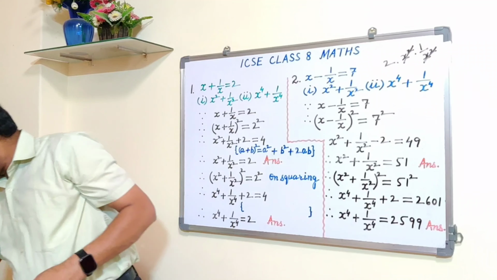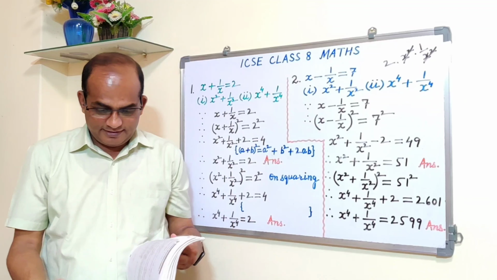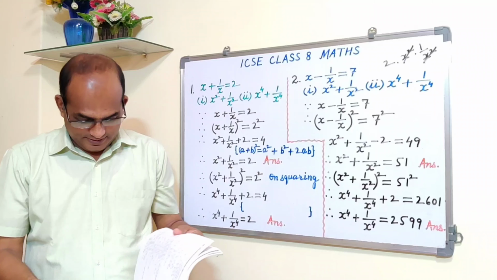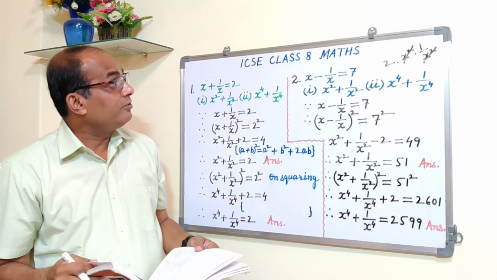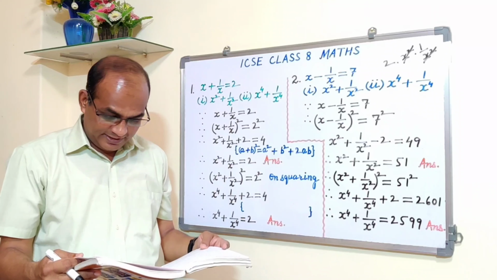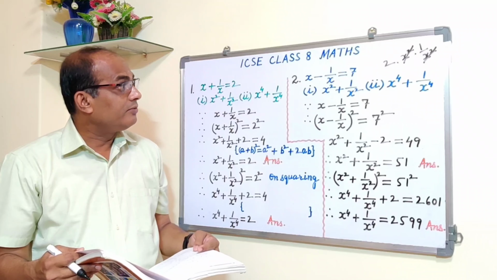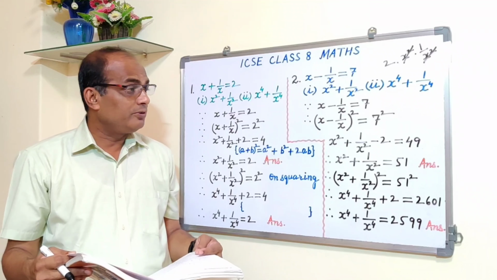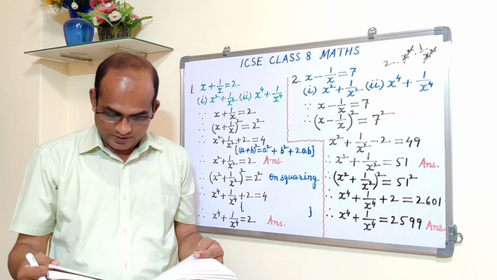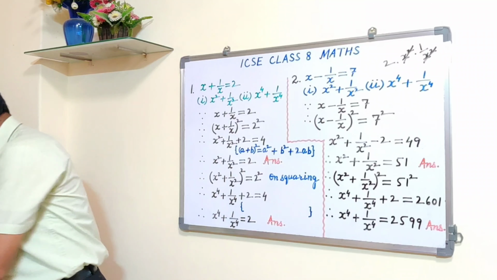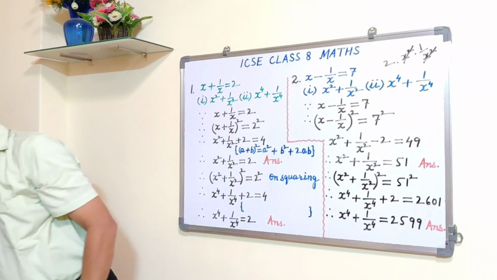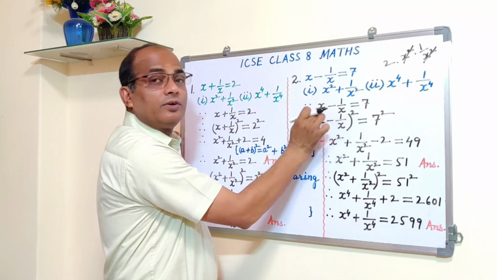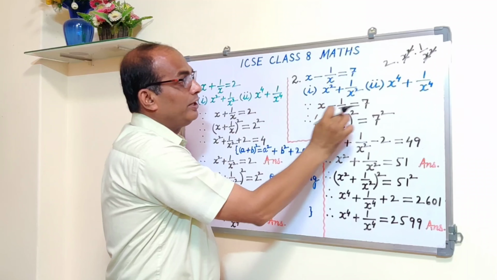Now the next question is x minus 1 upon x is equal to 7, as you can see. Then evaluate first x square plus 1 upon x square. Second, x raised to the power 4 plus 1 upon x raised to the power 4. Alright. Given is x minus 1 upon x is equal to 7. Fine. So we start with the given value. x minus 1 upon x is equal to 7.